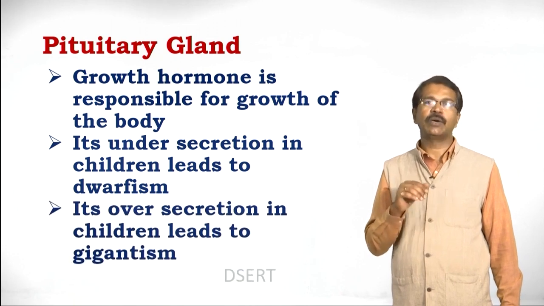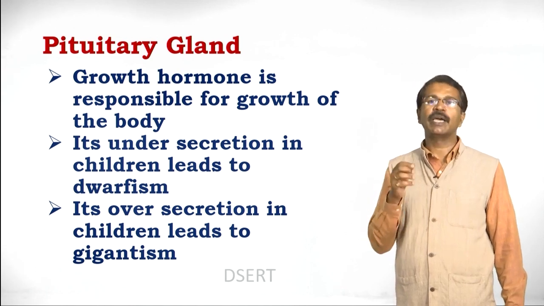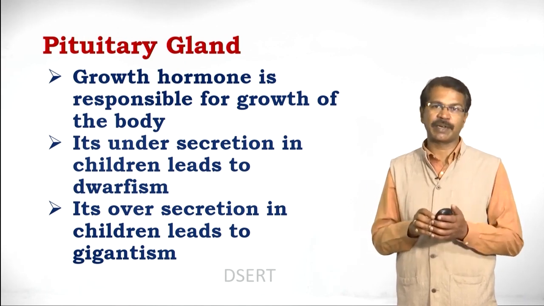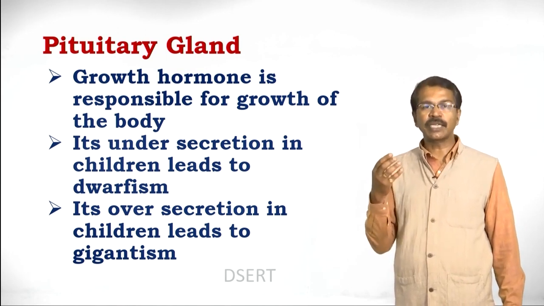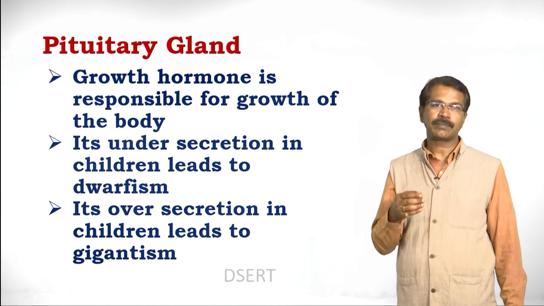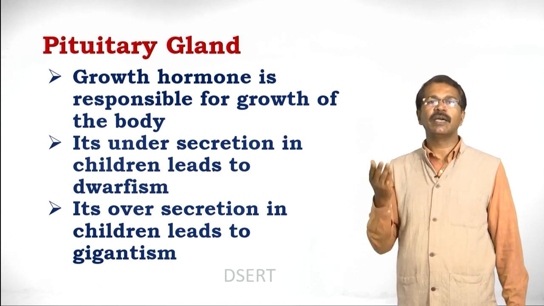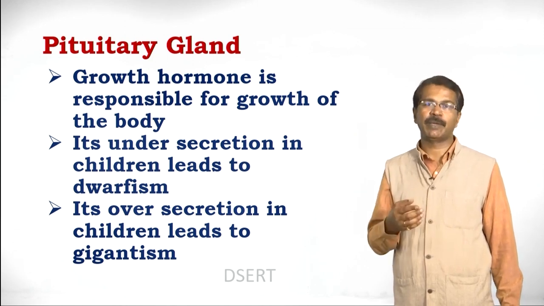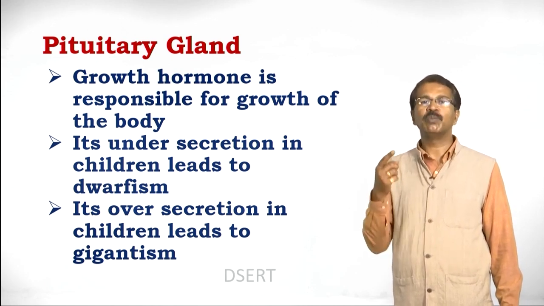Another situation also occurs. What happens? The pituitary gland, instead of secreting a specific amount of growth hormone, sometimes secretes it in large quantity, in greater concentration. Then it leads to a condition called gigantism. In such a condition, the person grows abnormally. Abnormal growth you will find. A child aged around 10, 11 or 12 years may reach a height of around 6 or 7 feet, sometimes 8 feet. This is because of over-secretion of growth hormone by the pituitary gland.